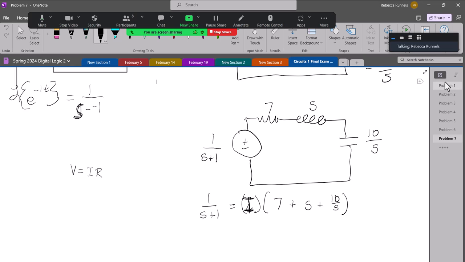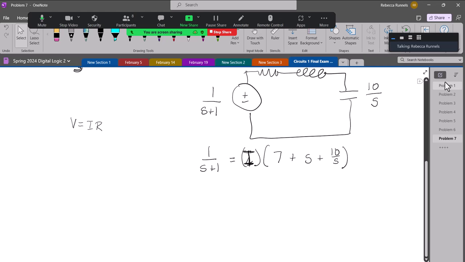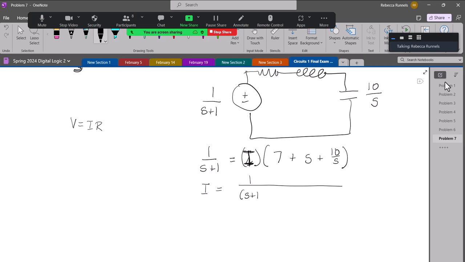Once you get an equation, your job is to isolate the thing that you're going to solve for and then take the inverse Laplace transform. And so usually that's going to be dividing both sides by something. And so I get I equals 1 over S plus 1 times 7 plus S plus 10 over S. Well, this is not yet in a form that I can take the inverse Laplace transform of. I want to clean this up a little bit. I need to get this S out of the denominator. I'm going to multiply this by S over S.